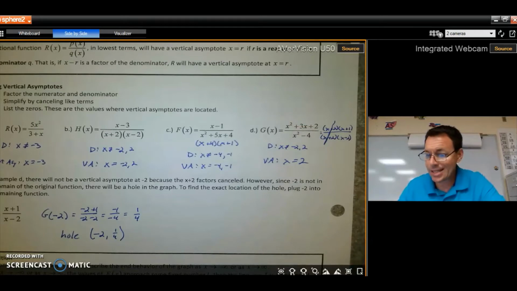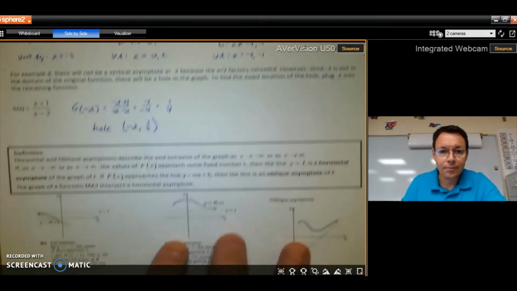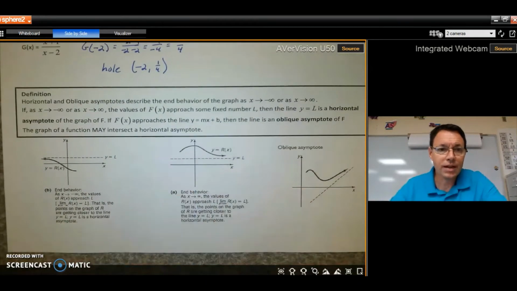Okay? So that's the only kind of weird thing that can happen with domains, is that it can create a hole instead of a vertical asymptote. Okay? Now, your graphs can also have what are called horizontal and oblique asymptotes.